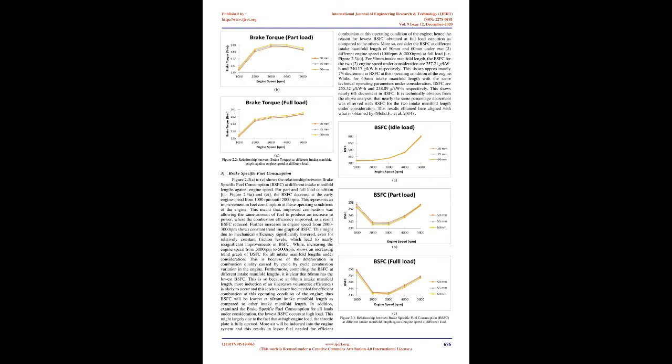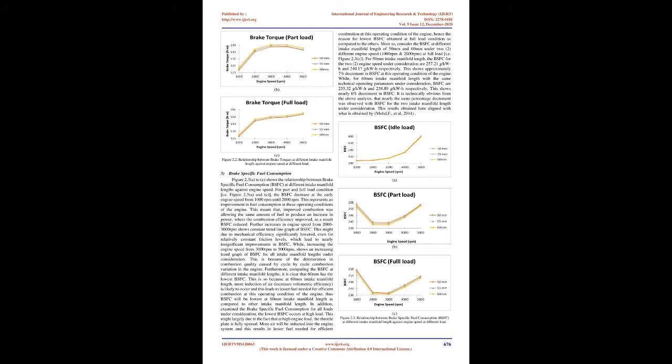Further increases in engine speed from 2000 to 3000 rpm show a constant trend line of BSFC. This might be due to mechanical efficiency being significantly lowered, even for relatively constant friction levels, which leads to nearly insignificant improvements in BSFC. While increasing the engine speed from 3000 rpm to 5000 rpm shows an increasing trend of BSFC for all intake manifold lengths under consideration. This is because of the deterioration in combustion quality caused by cycle-by-cycle combustion variation in the engine.